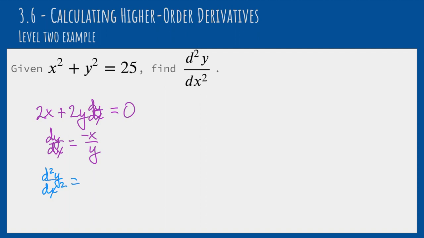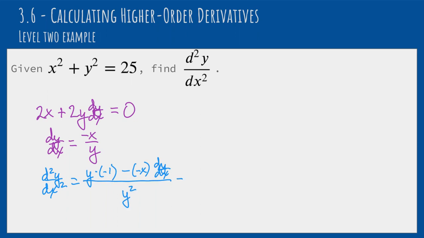On the right side, I'm going to have to use the quotient rule. So low d high, so y times negative 1. That's the derivative of negative x with respect to x, which is just negative 1. No worries about implicit differentiation yet. Minus high d low. So the derivative of y is going to be 1 times dy/dx because of implicit differentiation and using the chain rule, and then all over the square of the bottom.